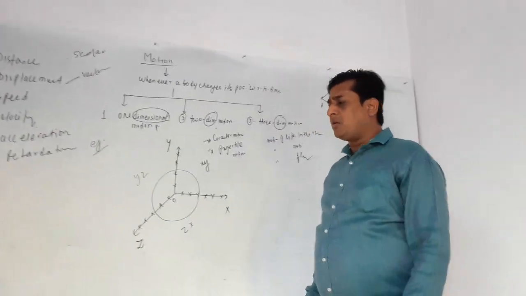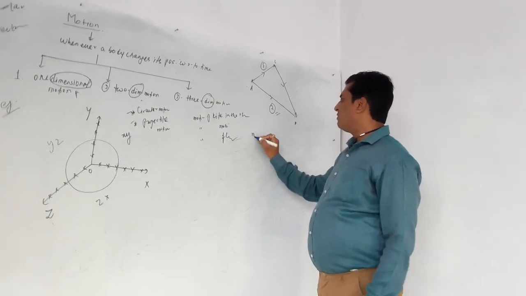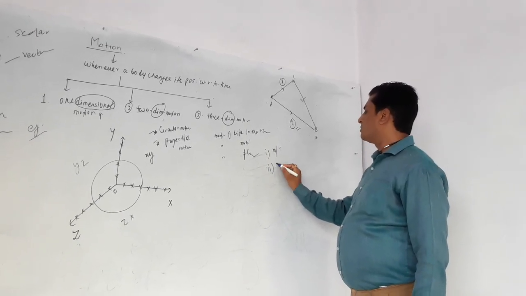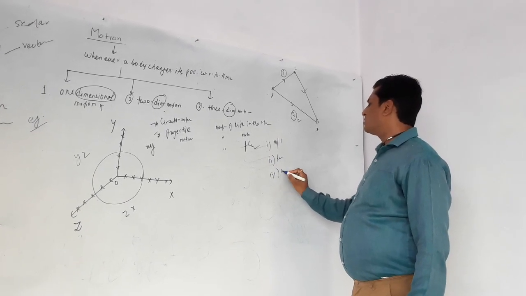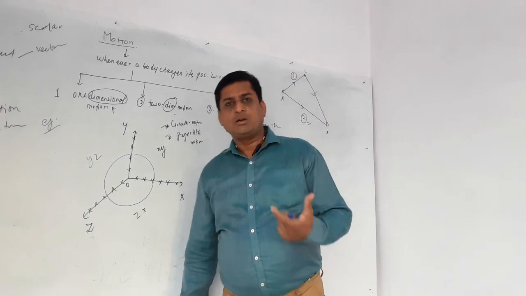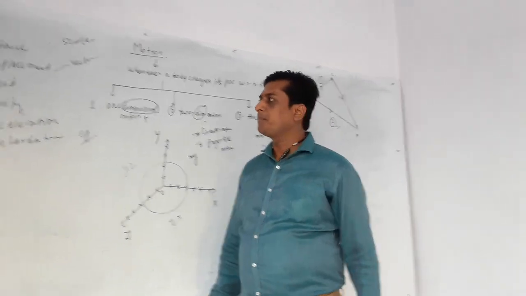In the measurement of distance or displacement, we can use meter, kilometer, centimeter, millimeter. Means the units of distance and displacement are the same.